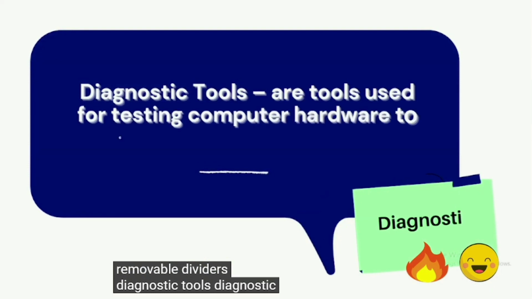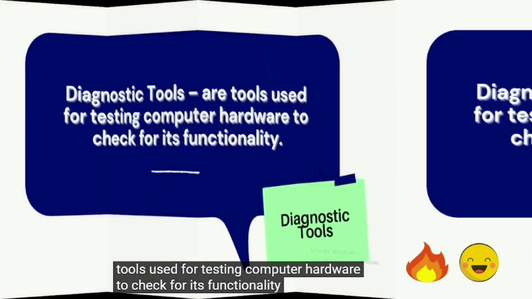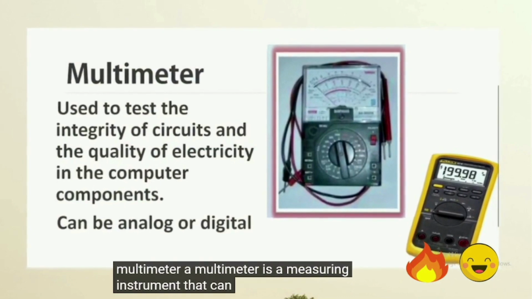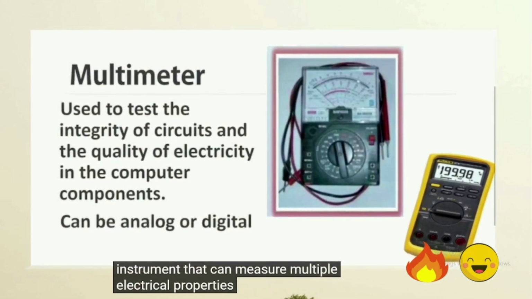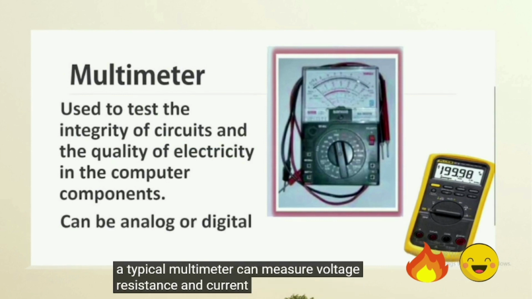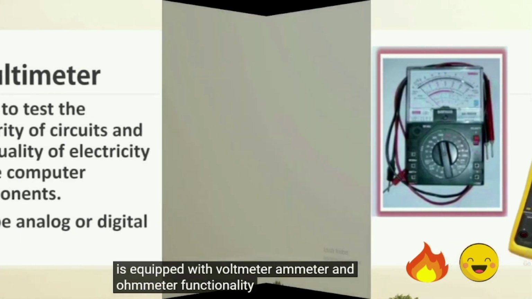Diagnostic tools. Diagnostic tools are tools used for testing computer hardware to check for its functionality. Multimeter. A multimeter is a measuring instrument that can measure multiple electrical properties. A typical multimeter can measure voltage, resistance, and current, in which case it is also known as a volt-ohm-milliammeter, as the unit is equipped with voltmeter, ammeter, and ohmmeter functionality.